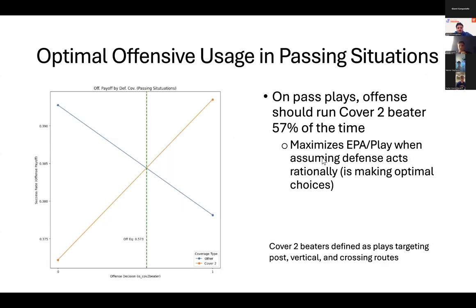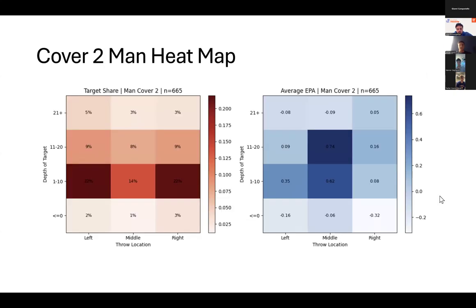If we look at the breakdown here, the offense should run a cover two beater 57% of the time to account for the fact that the defense really wants to get into cover two in a passing situation. At that 57% mark, the offense is going to maximize their EPA per play, assuming that the defense is going to act rationally and try to counteract what they're going to do.